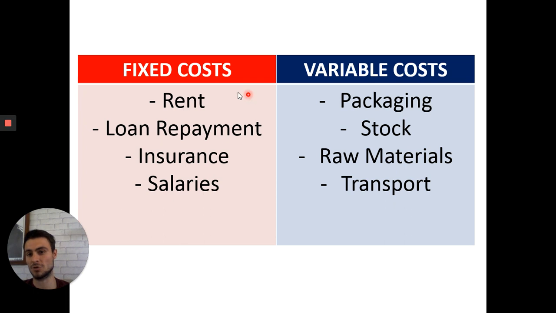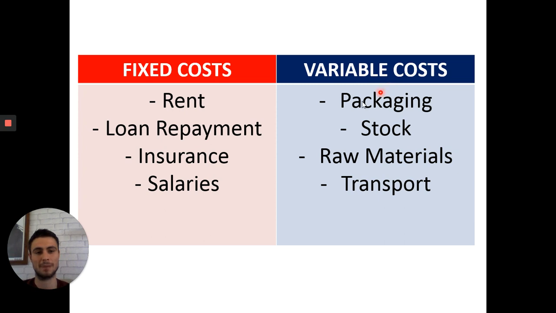So examples of fixed costs: rent, that doesn't change how many we sell or how many we make. If we've got a loan and we repay that, that'll stay the same every month no matter what. Insurance costs will stay the same, and staff salaries. So if we pay a staff member £2,000 a month, for example, that will stay the same whether our business sells 1 hat or 1,000,000 hats.